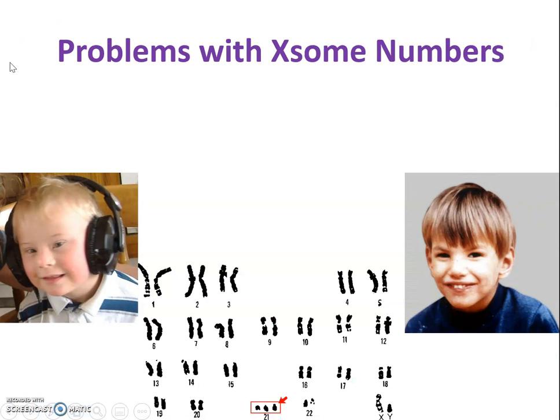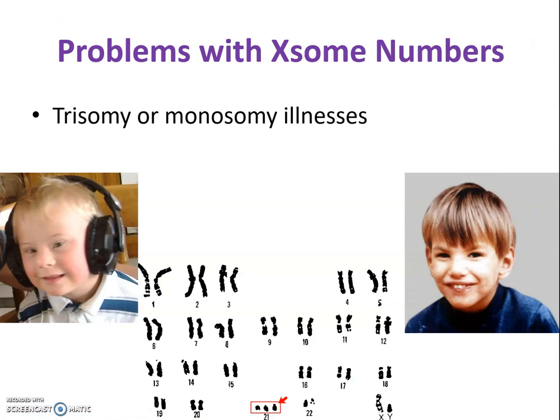And so a couple of things can happen. You create what are called trisomy or monosomy illnesses. Remember that in our cells, we're supposed to have 2 copies of each chromosome. One we get from our mom, and one set we get from our dad. That's what's supposed to happen. A trisomy illness would mean that we have a chromosome that has 3. A monosomy illness would mean that we only got 1 copy. So prefix tri, 3, mono, 1.